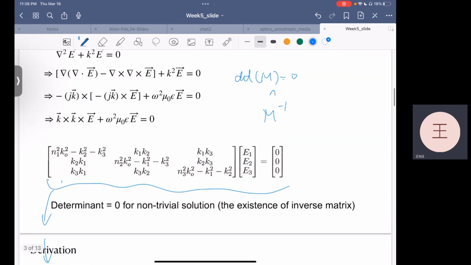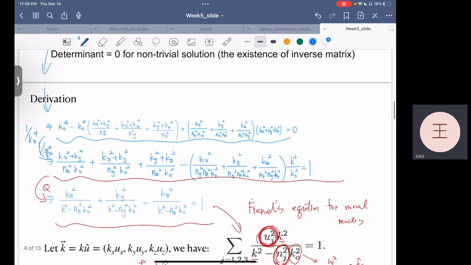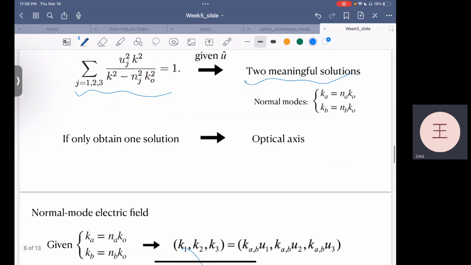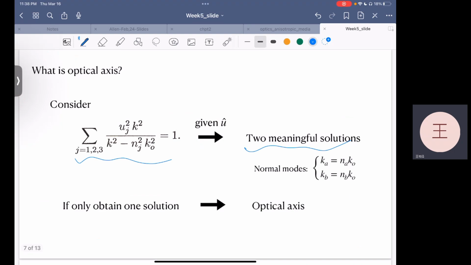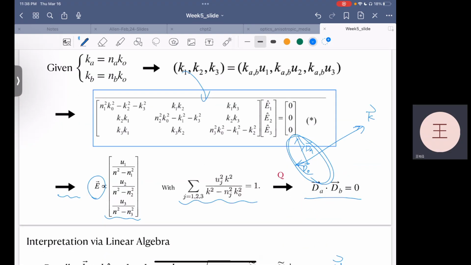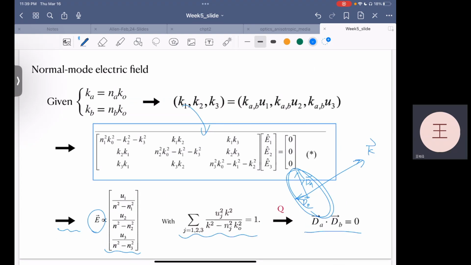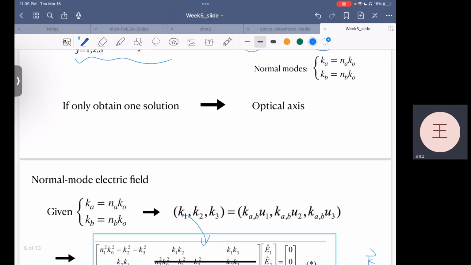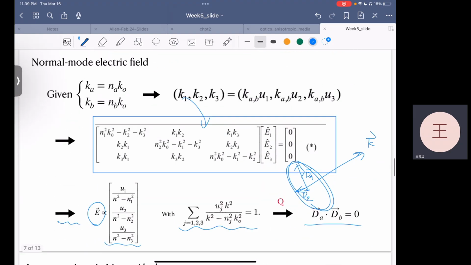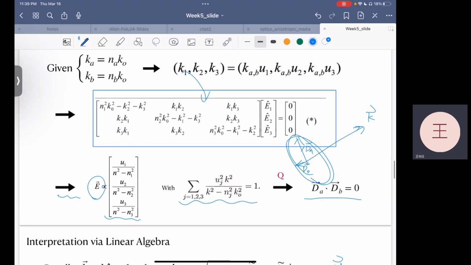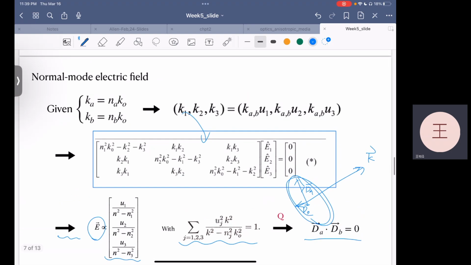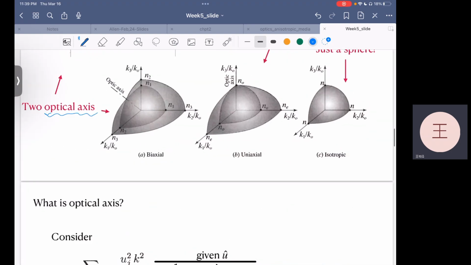And if you have any ideas about how to derive the Fresnel's equation for normal modes, please contact me. And if you have any ideas about how to combine the solution of the electric field and the Fresnel's equation for normal waves to get to the conclusion that the two normal modes of the electric displacement are perpendicular to each other, tell me, because I have struggled with this for several days, but with discussion with my teammates, we only came to the conclusion that we have a physical intuition, but not a rigorous mathematical proof.